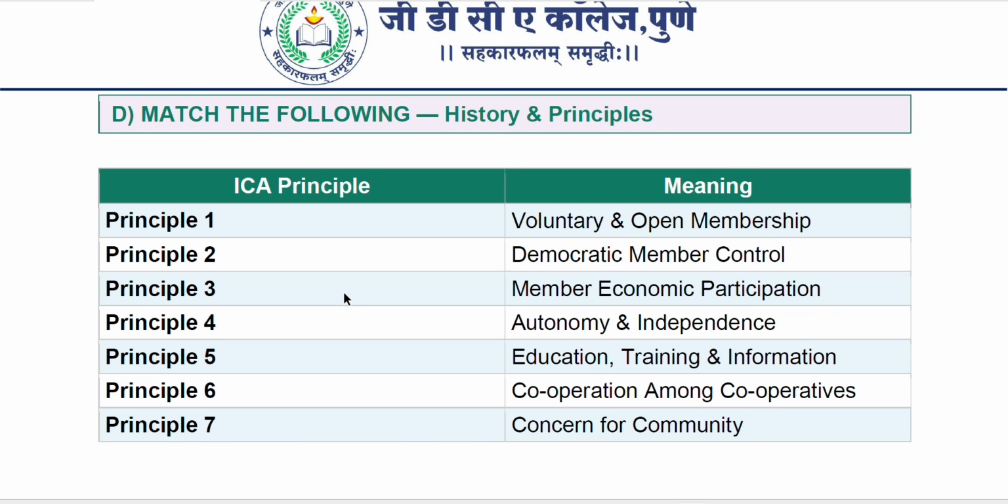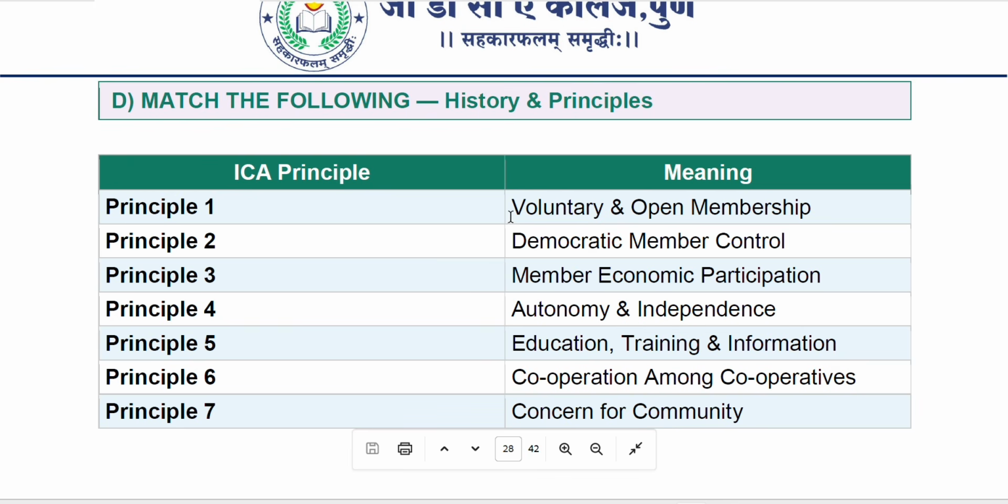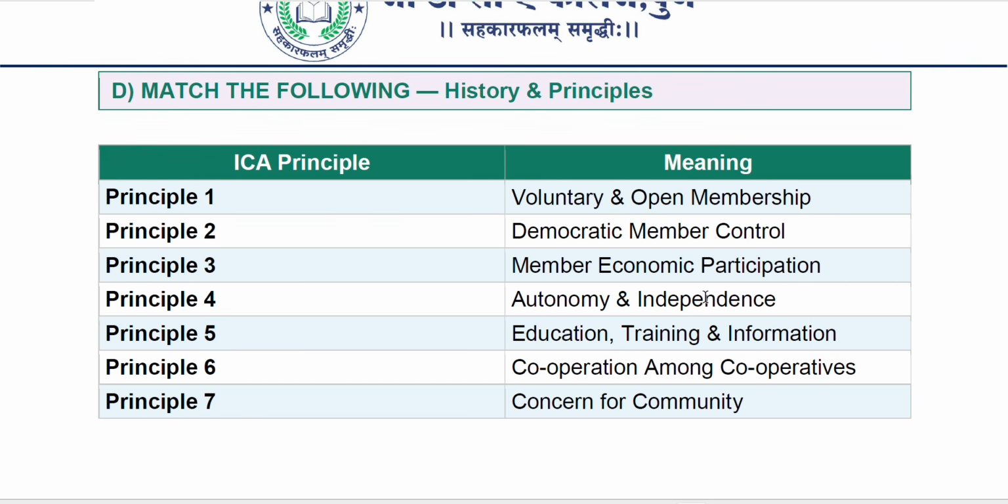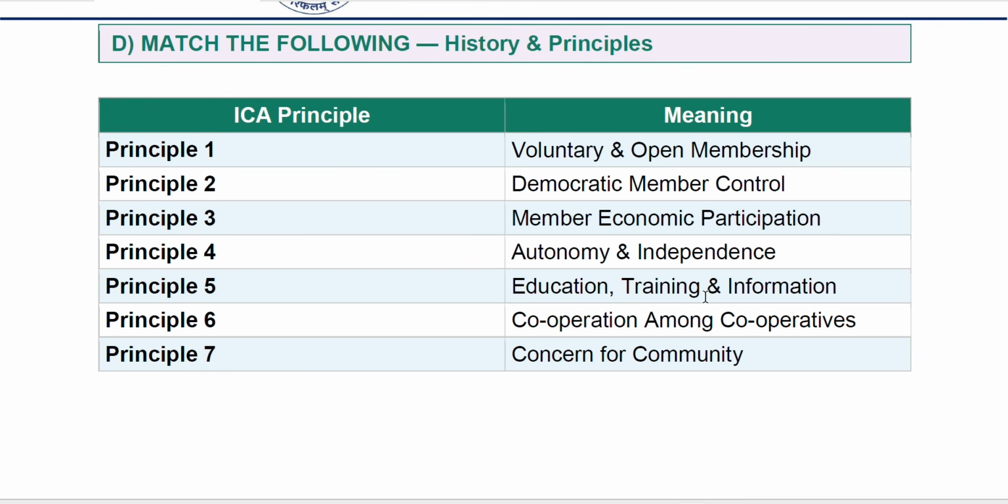Match the following, history and principle. So mostly we're going to see ICA principles, for 1, 2, 3, 4, 5, 6, 7: voluntary and open membership, democratic member control, member economic participation, autonomy and independence, education, training and information, cooperation among cooperatives, concern for communities.